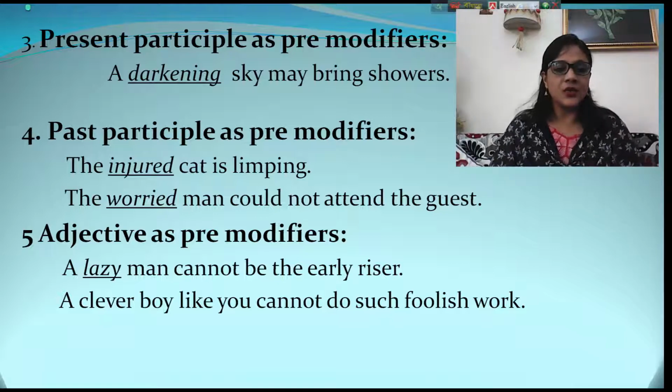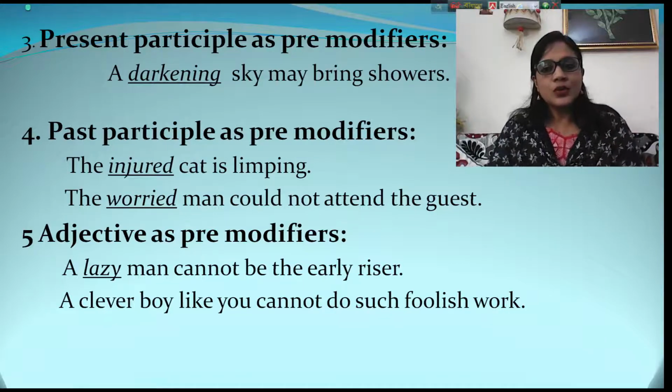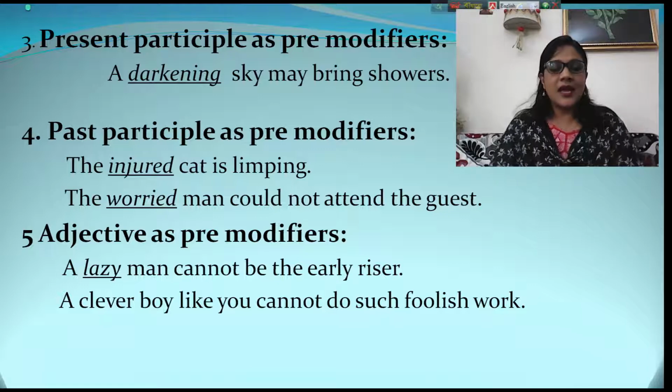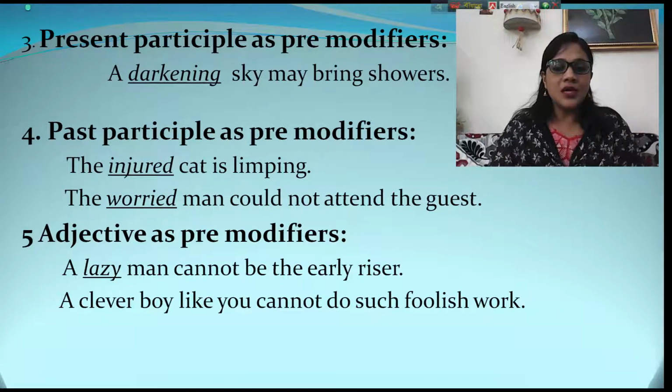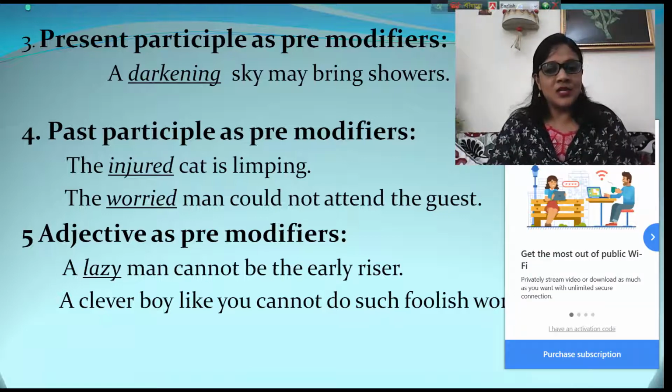Then the next example, the worried man could not attend the guest. একজন চিন্তিত মানুষ কখনো তার গেস্টকে আপ্যায়ন করতে পারে না। Here man is a noun, and before that noun we used worried, and you see very well that by using ed it is a past participle, and as it is a past participle and as it is used before a noun and modifies that noun, for this reason it is a pre-modifier.